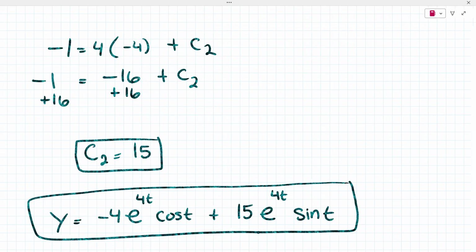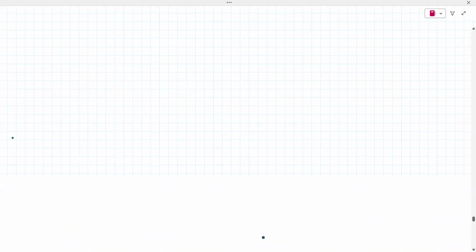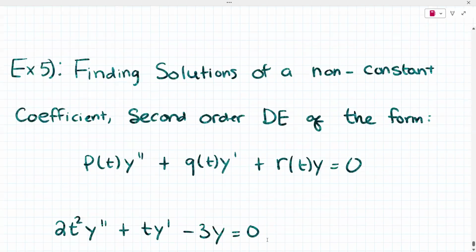Okay, so that was that one. Let's do example 5, the last one. Example 5 says finding the solution of a non-constant coefficient second order differential equation. This one is going to be related to what we're going to do in our next lesson. So we're going to find a solution of a non-constant coefficient equation.